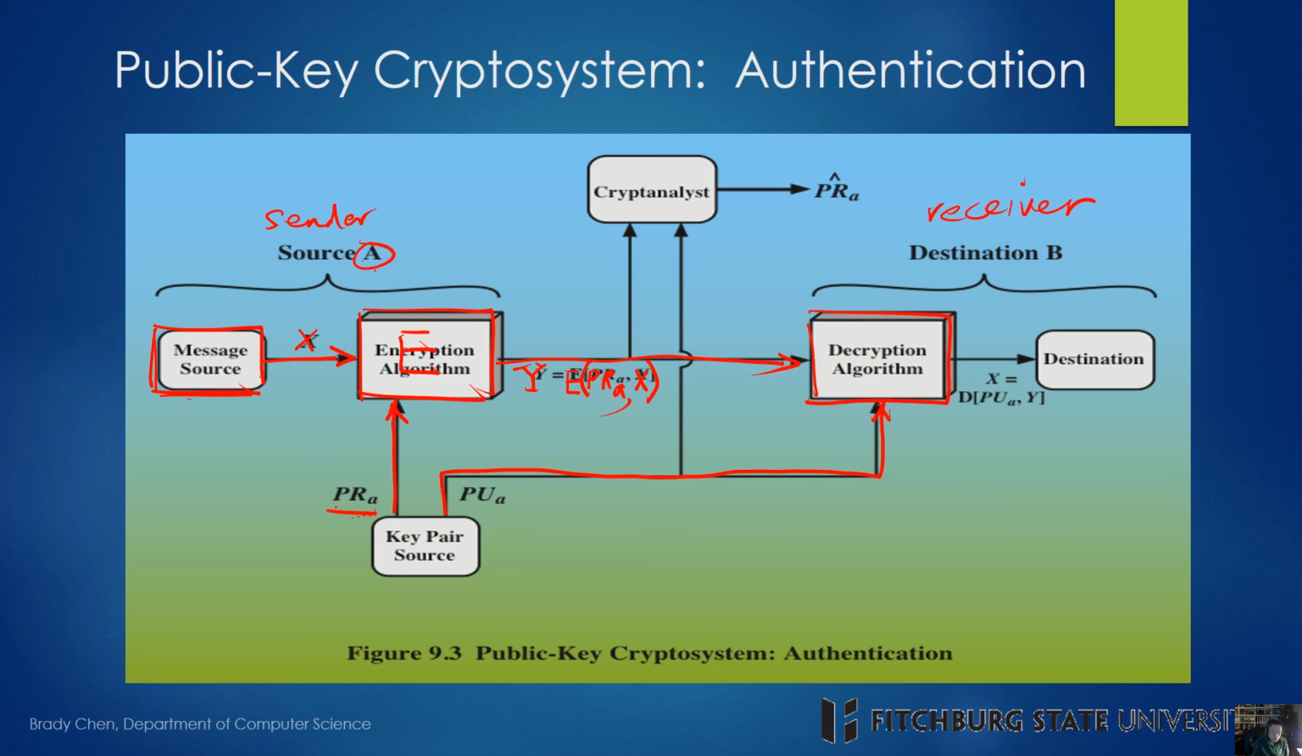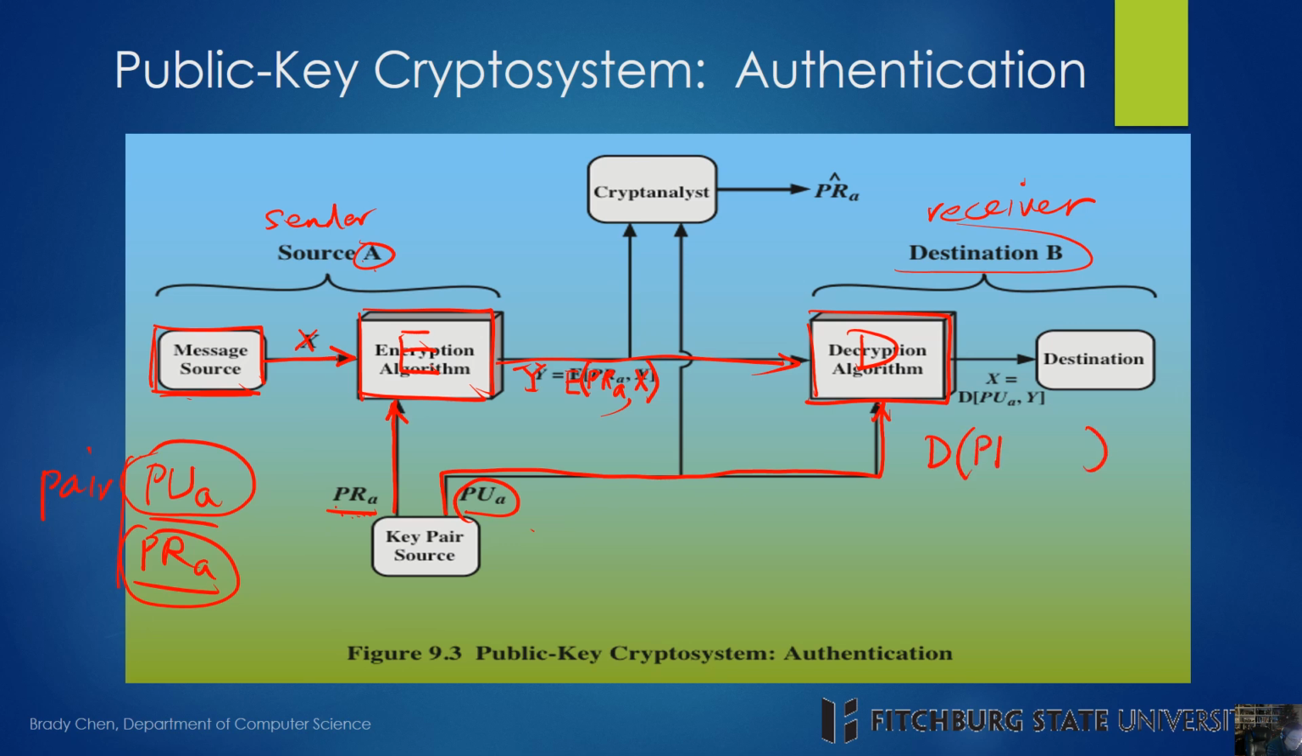Okay, so that means the sender has a public key, PUA, and a PRA, the private key. So that's the pair generated by the sender. If you encrypt using the private key of the sender, you have to decrypt using the public key of the sender. You cannot decrypt using either the public key or private key of the receiver, which is destination B. You cannot do that. So the decryption uses the public key of the sender, which is PUA.